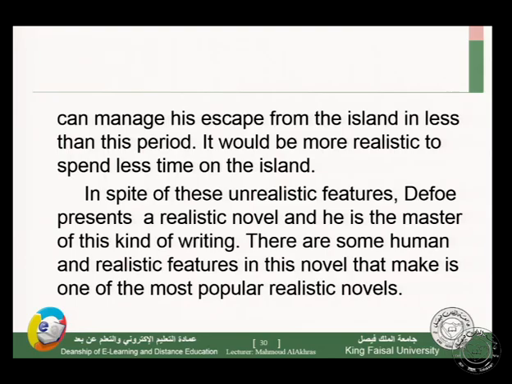In spite of these unrealistic features, Defoe presents a realistic novel, and he is the master of this kind. So he is the master of this kind of writing, the realistic writing. There are some human and realistic features in this novel that make it one of the most popular realistic novels. So this novel is authentic and original realistic novel. So it is realistic novel, one of the best realistic novels.